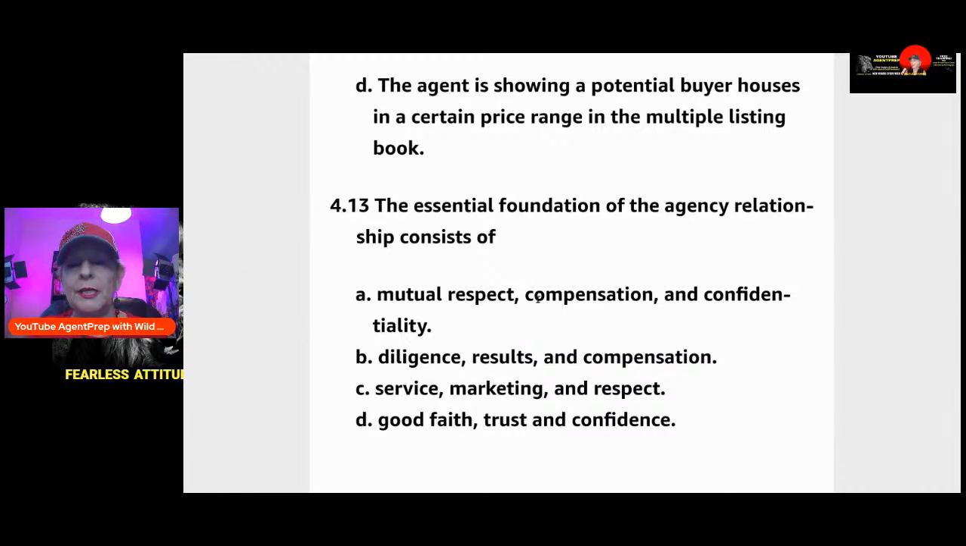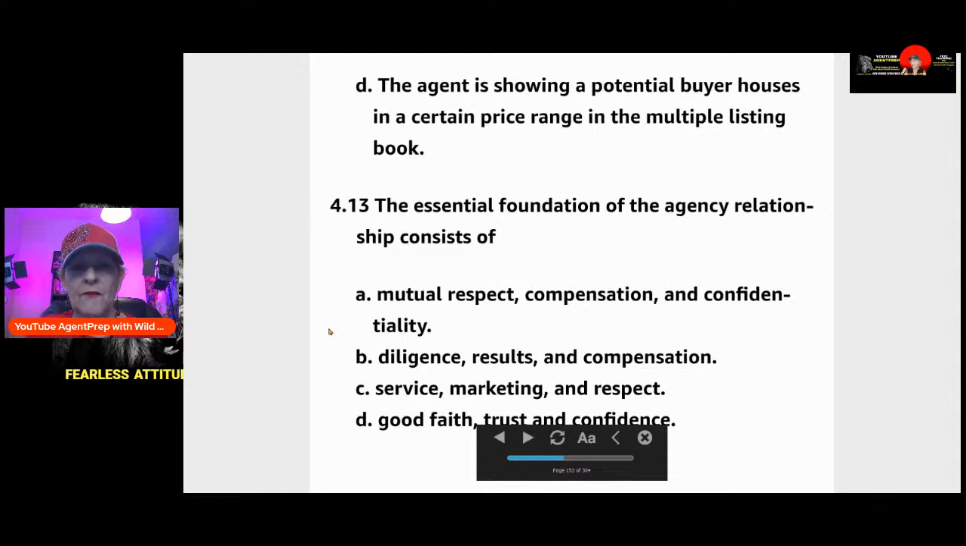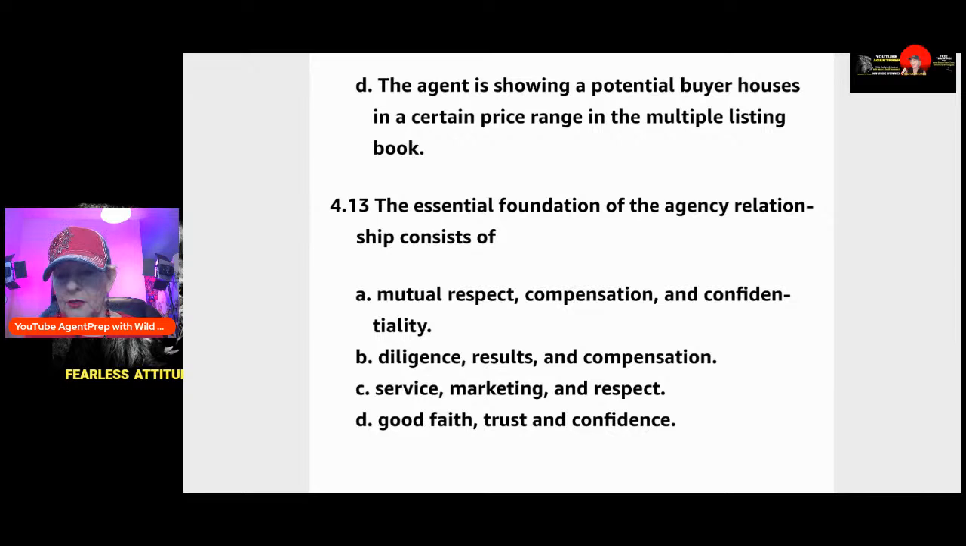Remember, compensation is not a requirement in an agency relationship. Respect and confidentiality are. So A and B would not work because you've got compensation in there. So the foundation of agency relationship, we have good faith when working with them, trust and confidence. So the answer is D.